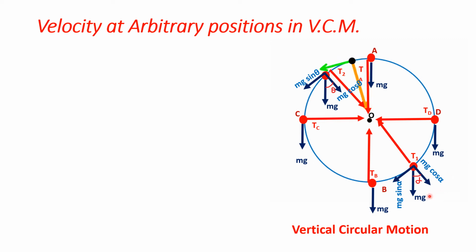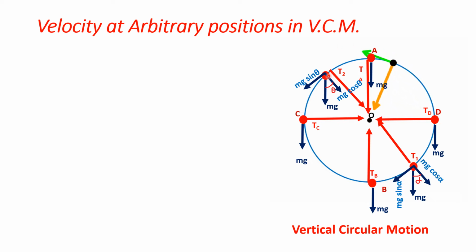into its two perpendicular vectors to see the direction of the speed of this bob while performing vertical circular motion. So at point T1, by considering the angle alpha, the mg vector is resolved into its two perpendicular axes, where mg cos alpha is just opposite to the tension T1, which is directed towards the center, and mg sin alpha is tangential to this circular path.